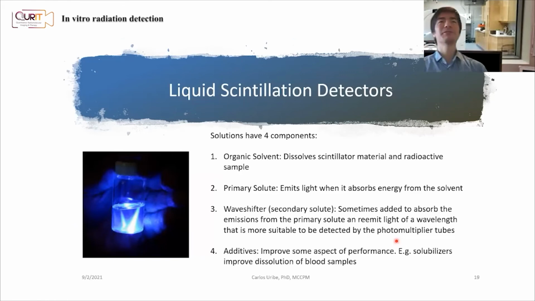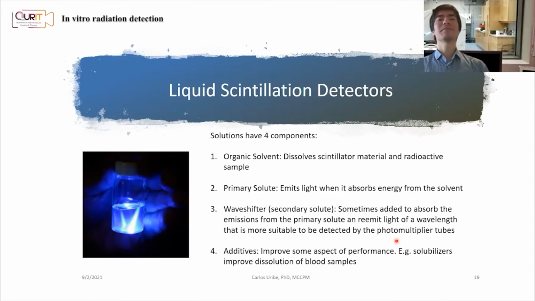Now, those solutions have 4 components. It has an organic solvent, which is what dissolves the scintillating material and the radioactive sample. So that's what mixes the two. It has a primary solute, which is what emits the light when it absorbs energy from the solvent. So that's what's causing the light emission.